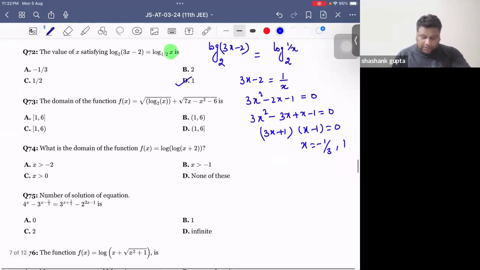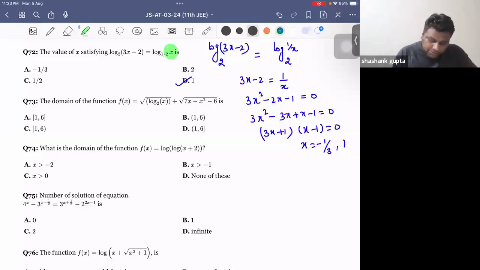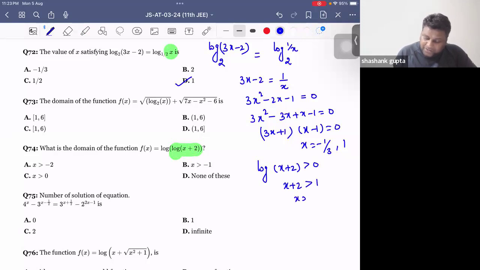Got it? Now, see the 74 question. Find the domain of this function. Whatever is there inside the log, it should be greater than 0. So this is the quantity inside the log. So log of x plus 2 should be greater than 0, means x plus 2 should be greater than 1. So x should be greater than minus 1. As simple as that. Very simple, pretty question.